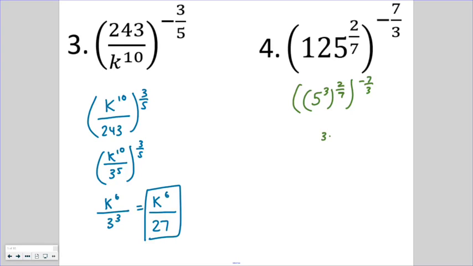When I have a power being raised to a power, we're just going to multiply all those powers. So this becomes 3 times 2 over 7, times negative 7 over 3. All right, so we get negative 2. So this becomes 5 to the negative 2. I can get rid of the negative exponent by writing it all under 1. And then I'm going to simplify. 5 squared is 25. So this becomes 1 over 25.